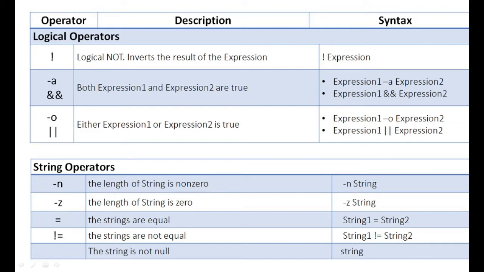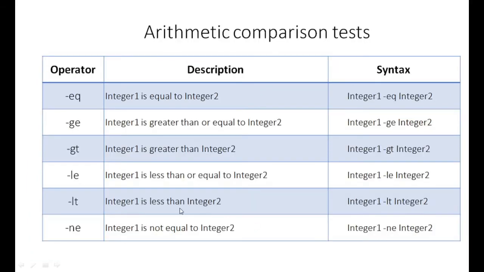Then string operators. You can check whether the length of the string is non-zero by specifying -n, or whether the length of the string is 0. You can check whether the strings are equal or not equal. And you can also check whether the string is not null by just specifying the string itself. These are all the arithmetical comparison tests: EQ, GE, GT, LE, LT and NE, not equal to. So these are all the syntax.